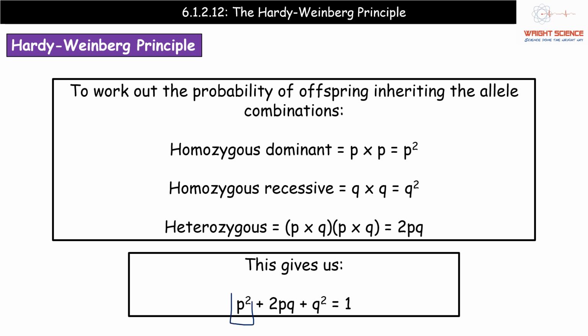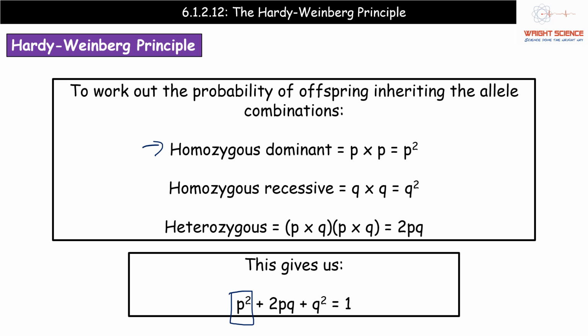First of all, the p squared relates to dominant alleles, because we know that p is dominant. And if it's p squared, that means that both of the alleles are going to be dominant. So what we're looking at is the homozygous dominant offspring. The reason it's p squared is because the allele for dominant is p, and we've got 2 of them, so it's p times p, which is just p squared.